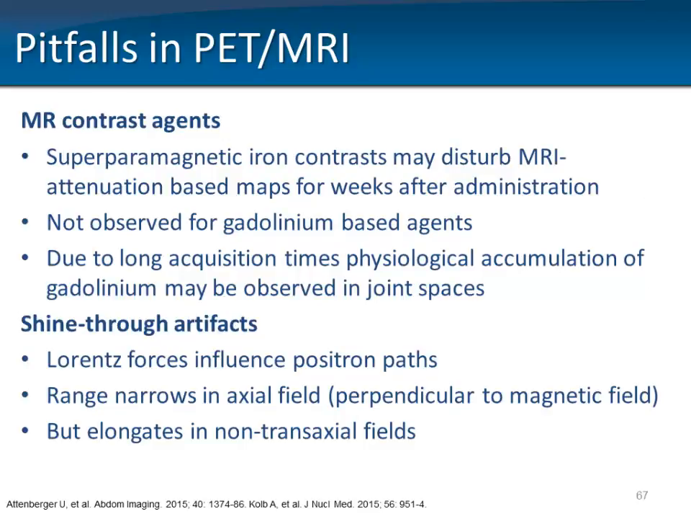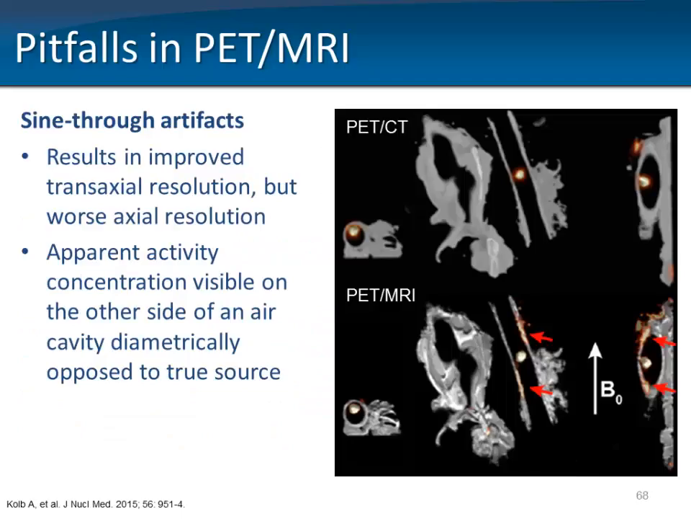And the final thing I want to show you is the shine-through artifact, because it's quite unique to this modality. Briefly, you know that a positron will travel a finite distance before it annihilates. But this distance can be influenced by the Lorentz forces in the magnetic field of the MRI. This means that the range narrows in the axial field, but it also elongates in the transaxial field.